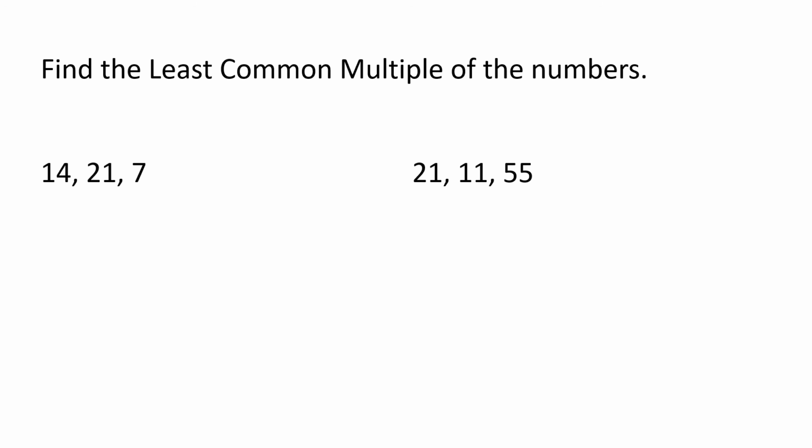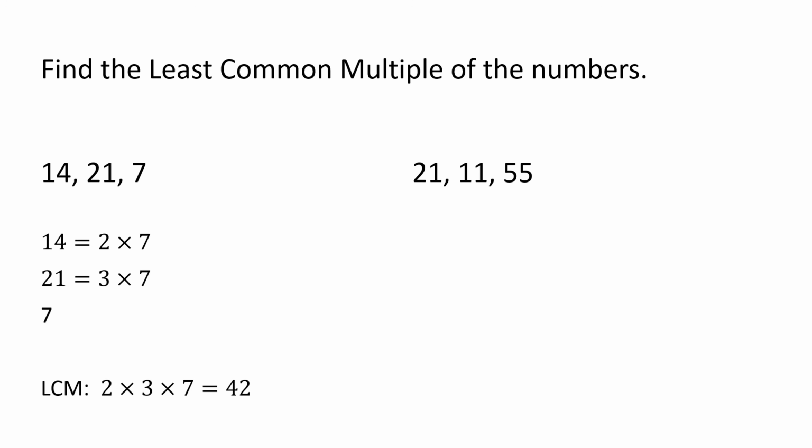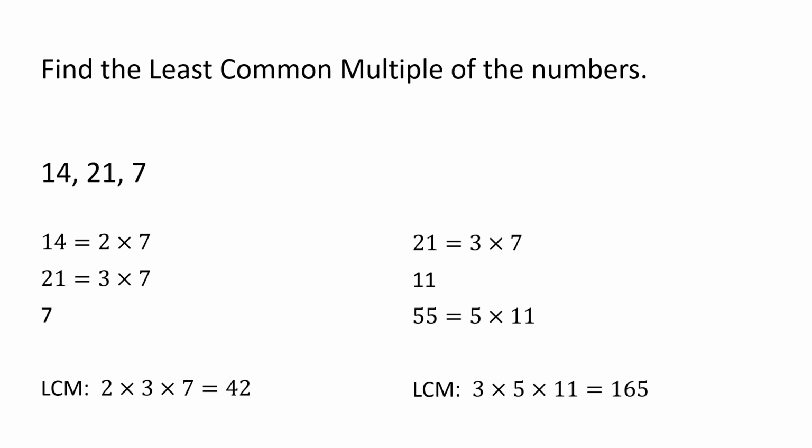It's your turn. Find the least common multiple of the numbers. Pause, give it a try. Did you get the least common multiple of 14, 21, and 7 is 42? Try the next one. Did you get 165? The least common multiple of 21, 11, and 55 is 3 times 5 times 7 times 11, which is 1155. I hope so.